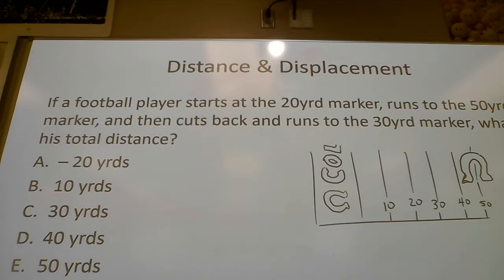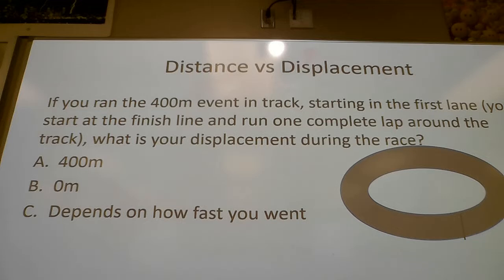Everybody go with E? Okay. So looking at the distance traveled, looking at your feet. Ever run track? One loop is 400 meters.